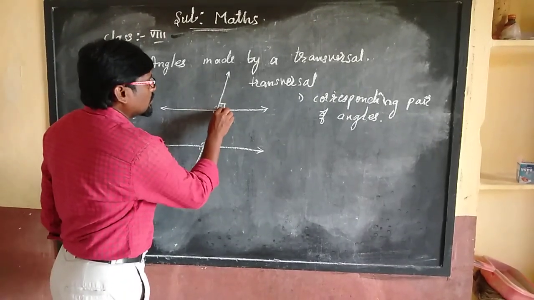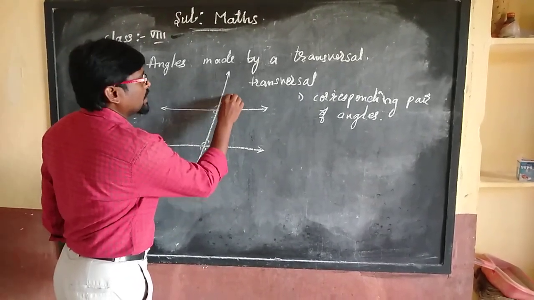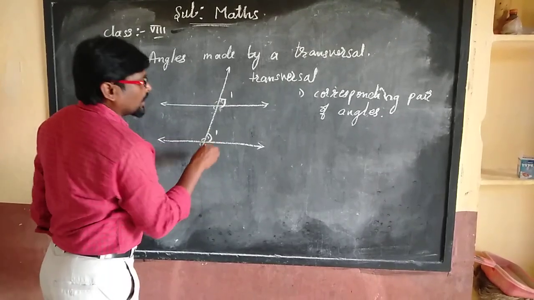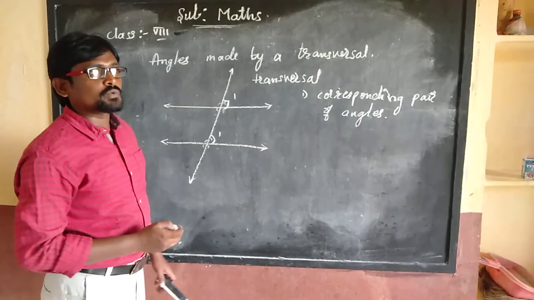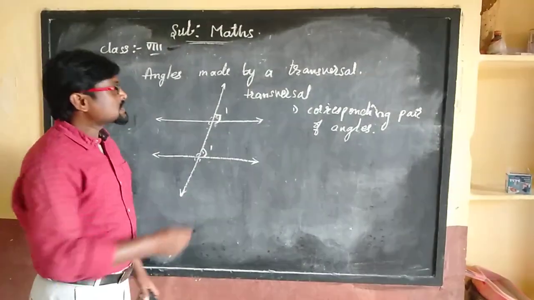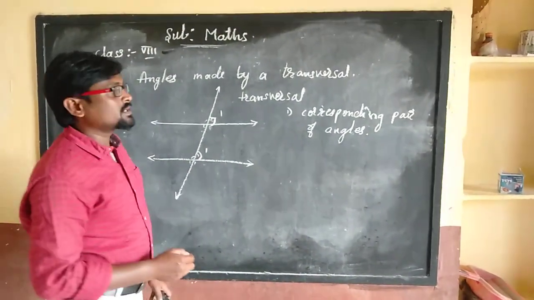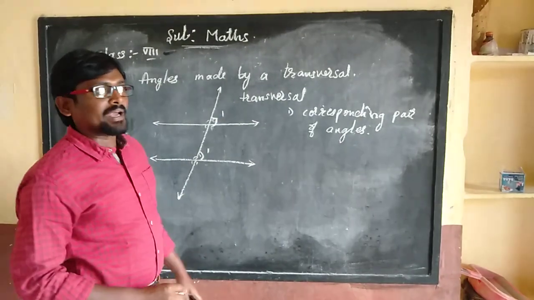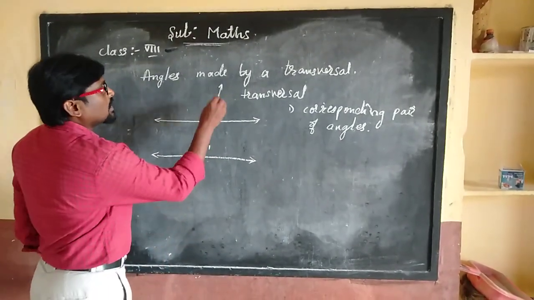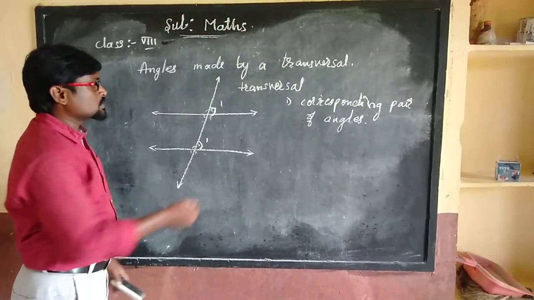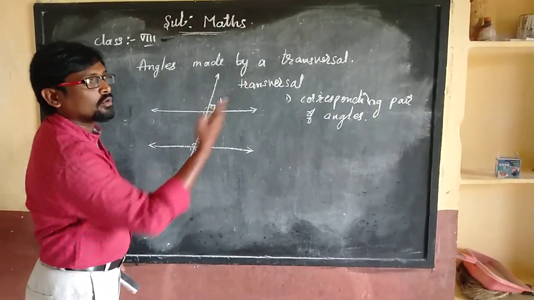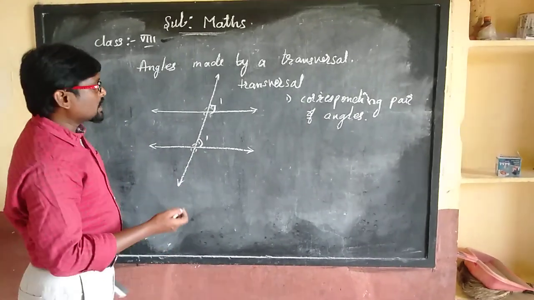The angle, let's give this angle number 1. These two angles which are on the same side of the transversal in a parallel line, such a type of angles are called the corresponding pair of angles. And there are totally 4 pairs of corresponding angles. When these two are on one side facing towards one side, they are paired.